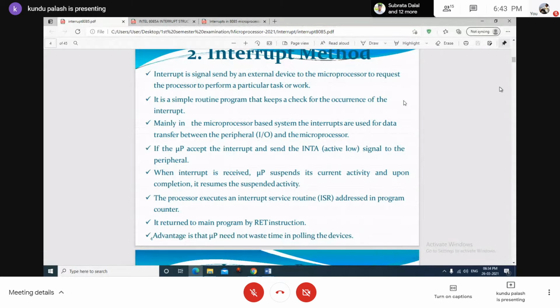The processor executes the interrupt service routine, or ISR, which is a kind of subroutine, but not a general subroutine, because it is initiated by the interrupt request signal. This ISR has a fixed starting address, and the program counter will automatically load this ISR address. That is the beginning of the interrupt service routine.